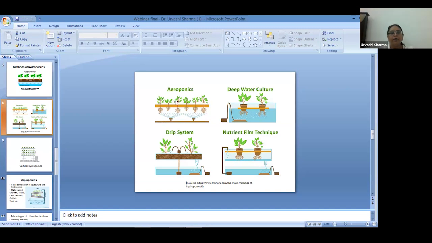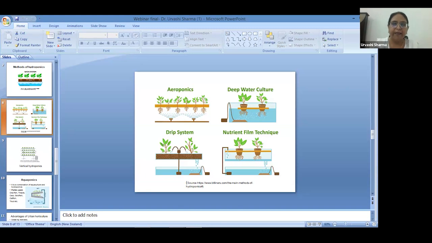The other form is aeroponics. Sometimes aeroponics is considered a part of hydroponics. In this method, we use air as a medium, with the water in the form of fog or mist, which will supply the nutrients to the roots, and the plants grow well. Aeroponics is considered a far more advanced system because they don't need any ground surface to grow.